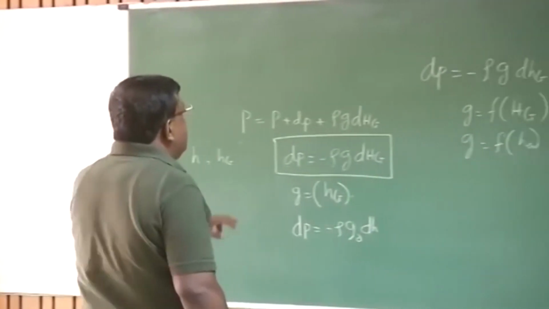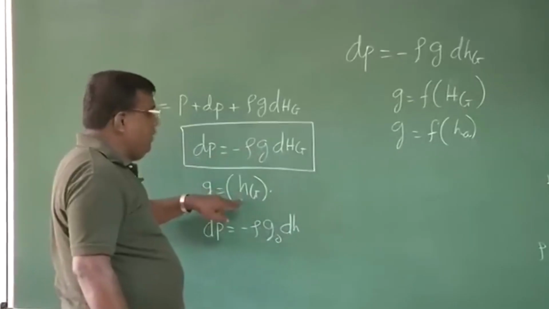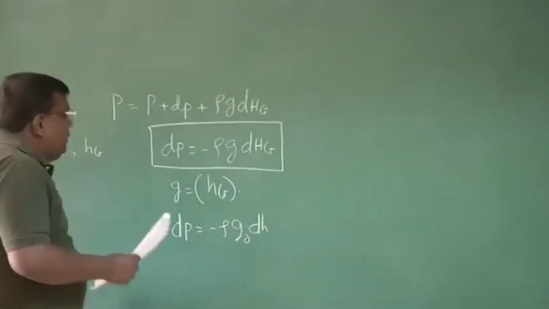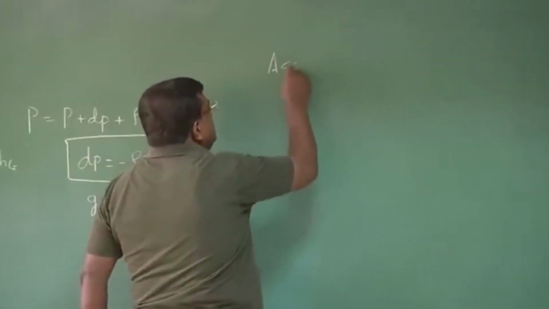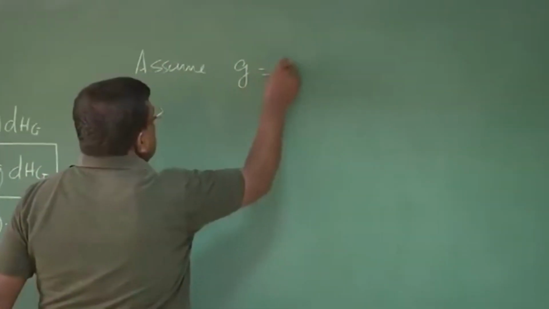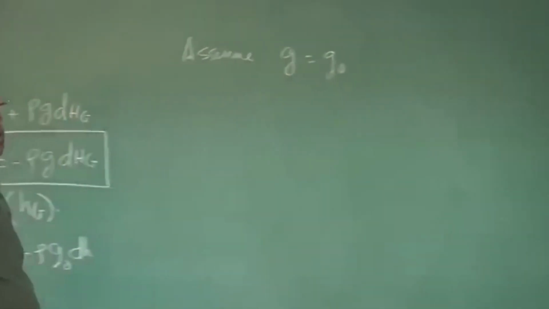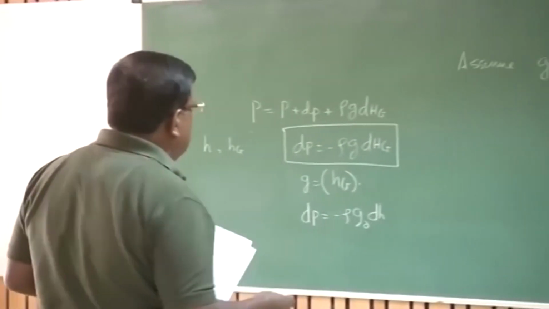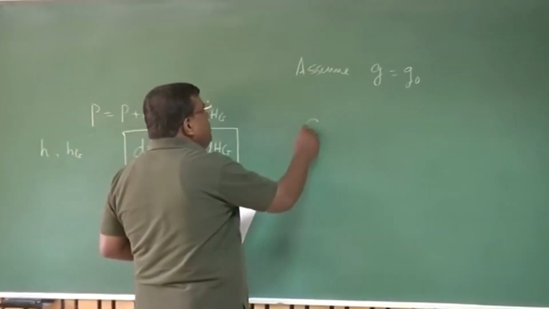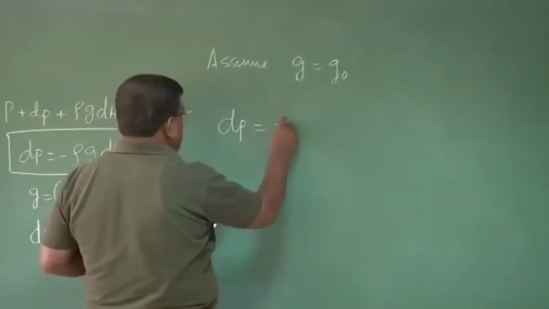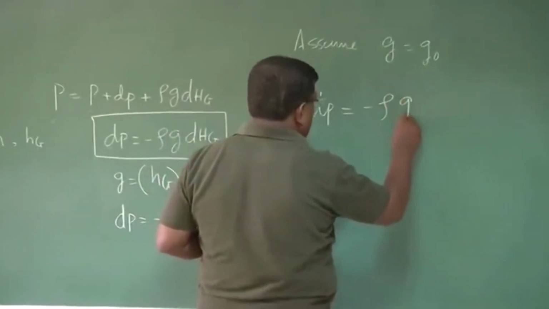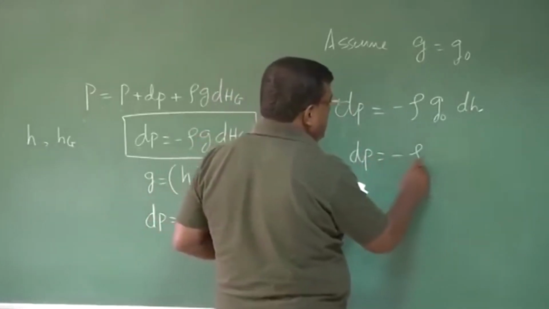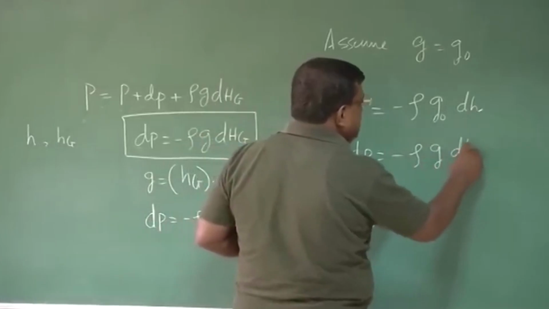But since here dHg is there, you could see if g becomes a function of hg, then the integration becomes a little complex. So what is done for simplicity? Assume g is equal to g naught. That is, we are assuming that the value of g is the value of g at sea level. Okay, that is constant. So now you could see for the same differential pressure, I am writing minus rho g naught dh. For the same differential pressure, I am writing minus rho g dhg.